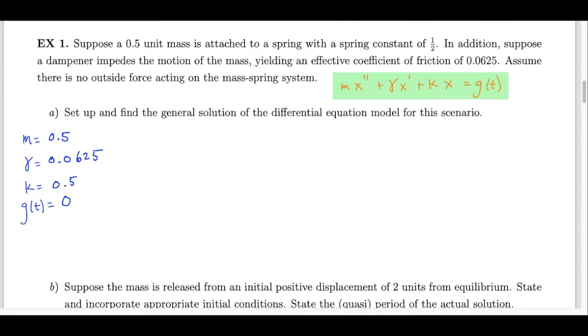This leads directly to a second order homogeneous LHCC differential equation, which is exactly the type of problem we've been dealing with for the last several sections. So once I've got it set up, I should be able to find the general solution pretty directly.